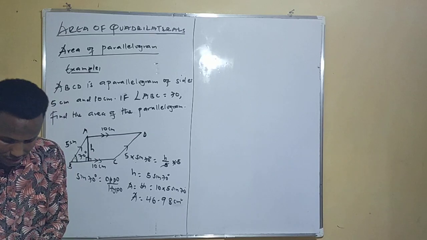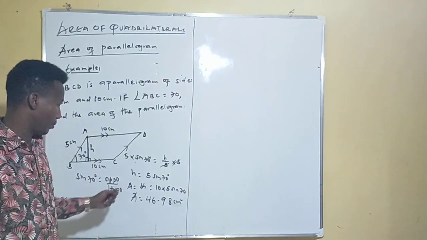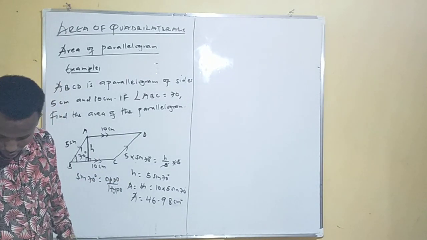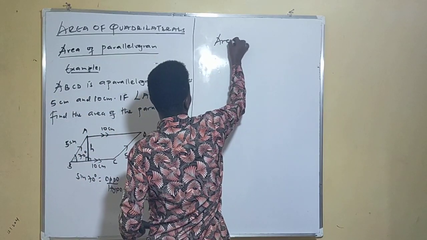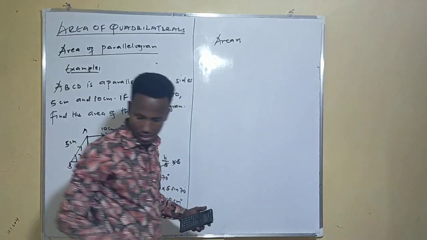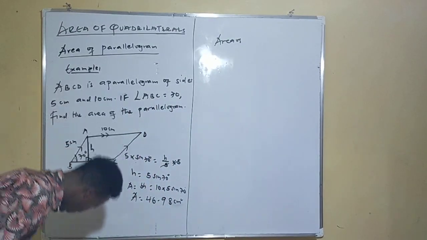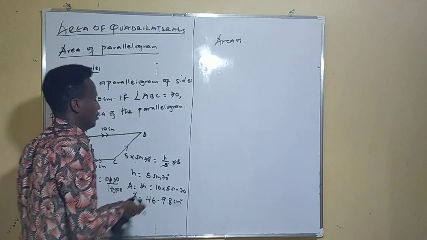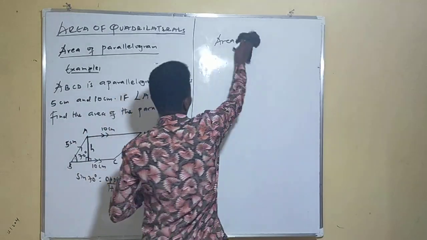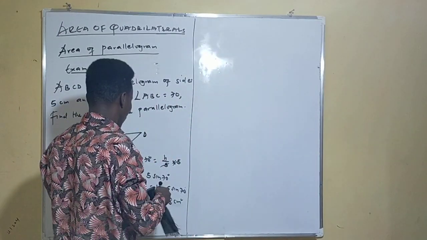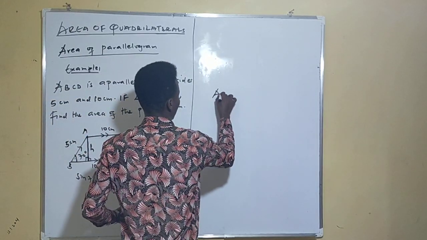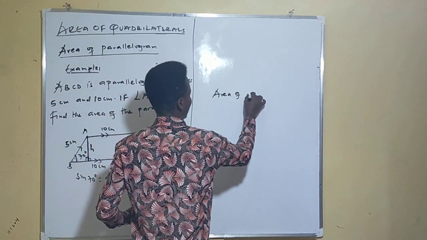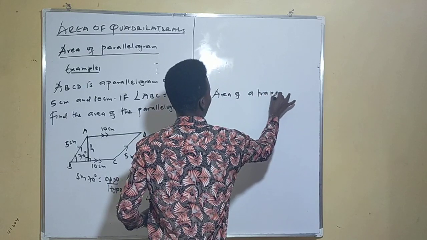Then in our next class, in our next concept, we are going to discuss area of trapezium. Okay, area of trapezium. Let me write it here. Area of trapezium. So this is how we are going to calculate area of a parallelogram. So come to this point, let's write area of a trapezium.